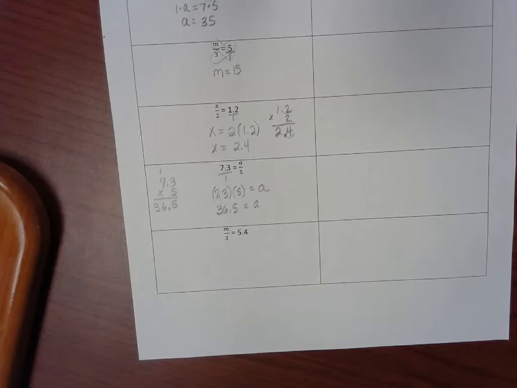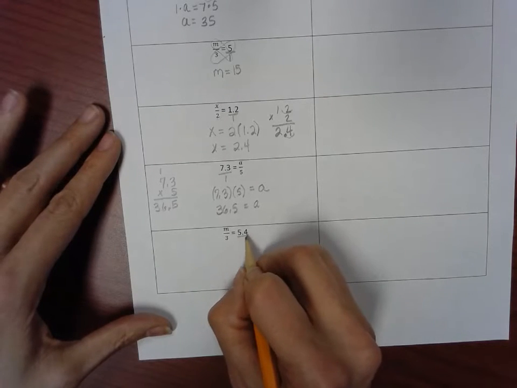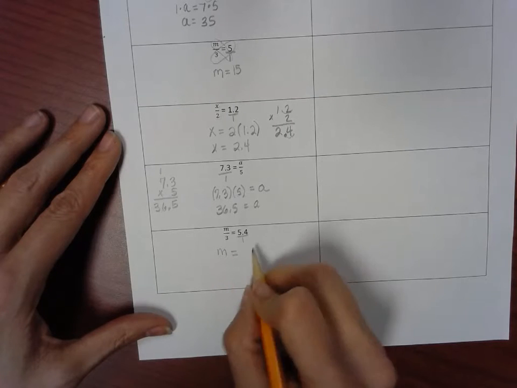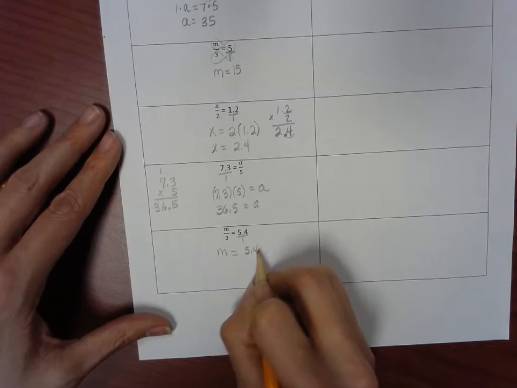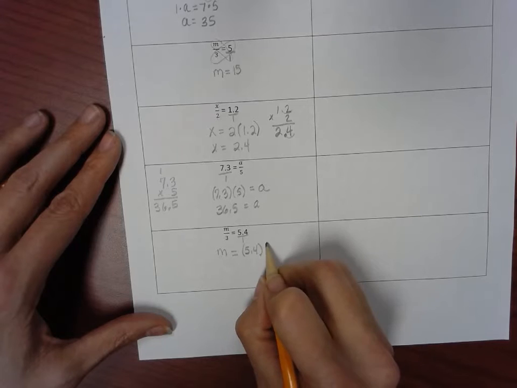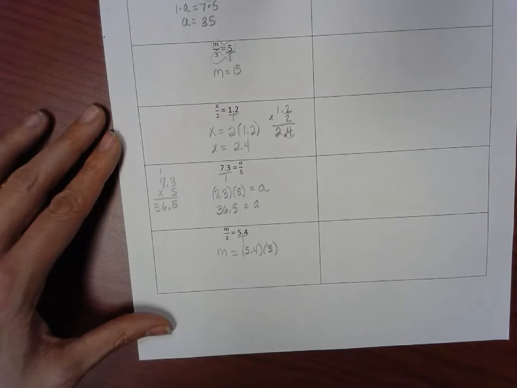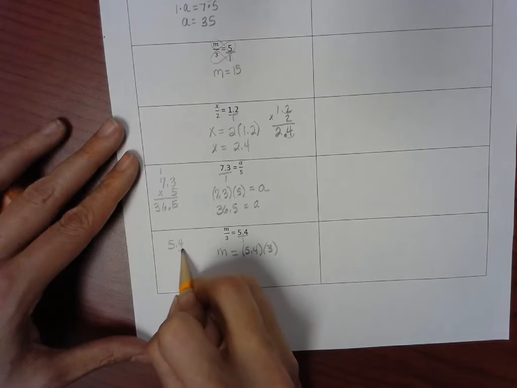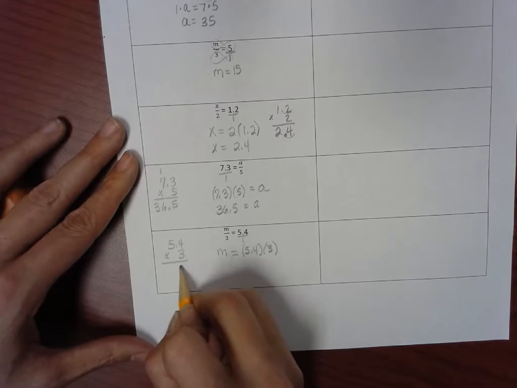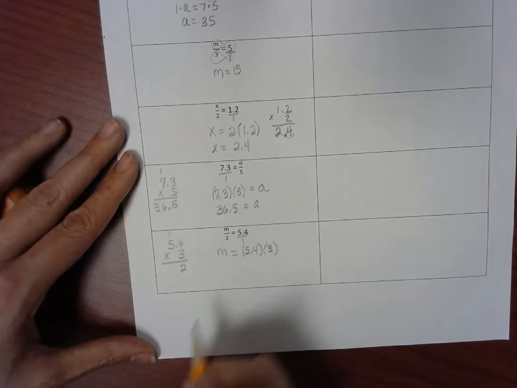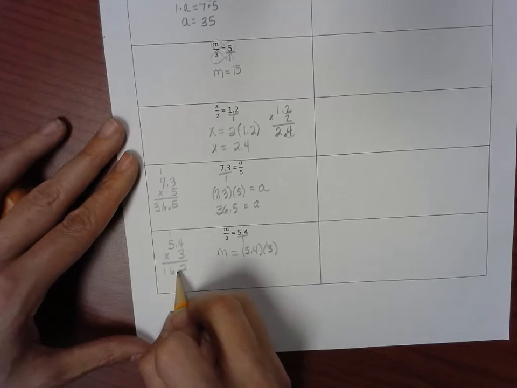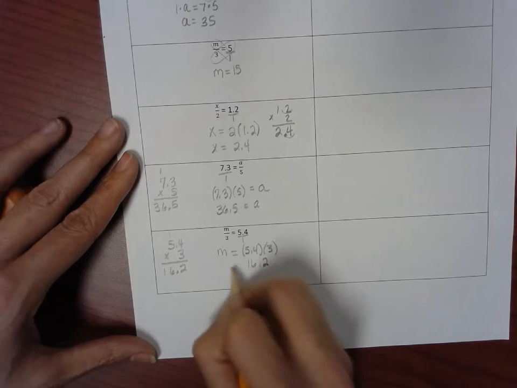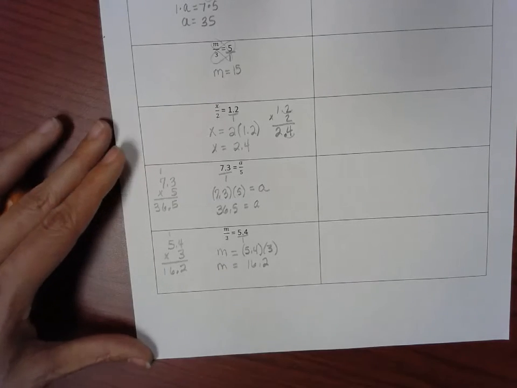Okay, last one. Put it over 1. 1 times m is m. That's going to equal 5.4 times 3. So 5.4 times 3, off to the side. I've got 12, carry my 1. 15 plus 1 is 16, and put my decimal back in. Okay, and that's all there is to it.